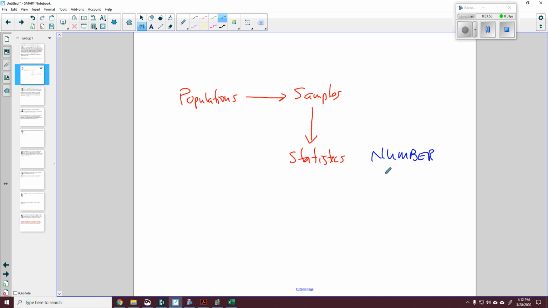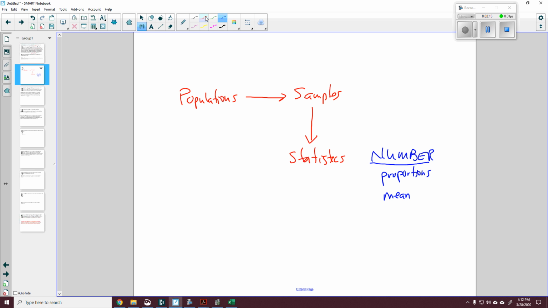If it is a categorical type of thing we're looking for, frequently it will be a proportion. Not always, but frequently it'll be a proportion. If it's something quantitative, the type of statistic that we look at very frequently is a mean. But those are numbers.